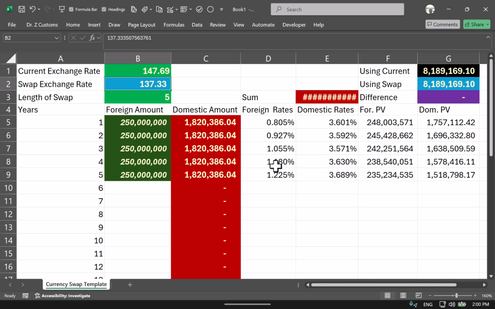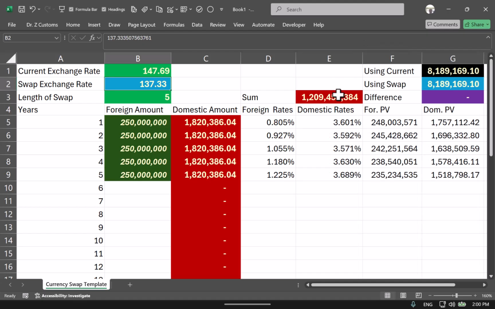You calculate your exchange rate so that present value calculated using the swap rate should be the same thing as present value using the current exchange rate. That's all you need to do.